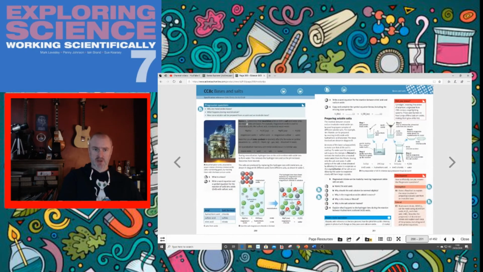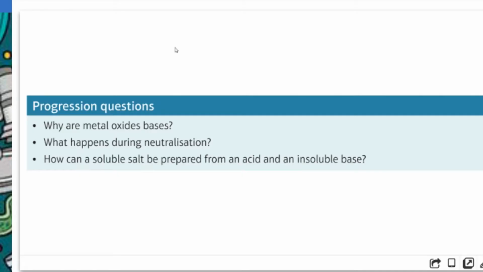Today we're going a little bit further. These are our learning objectives. We're going to look a little bit more at neutralization. This is the order that we're going to tackle the objectives.